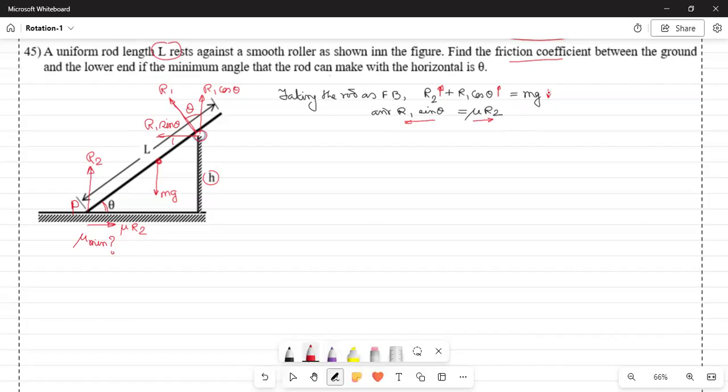And now we do one thing. We consider this as equation 1, relation 1. We consider this as relation 2. Fine? Then we proceed. From relation 2.